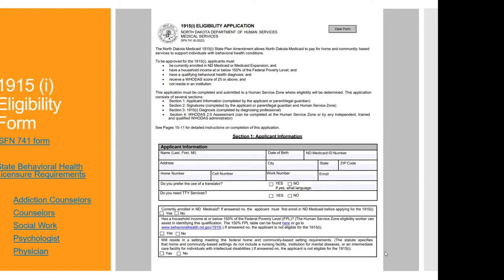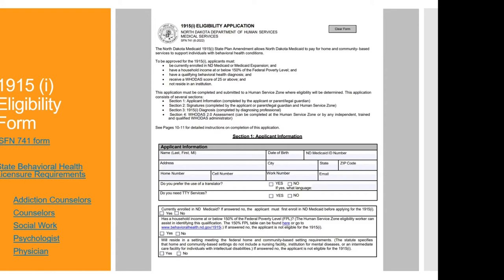So this is the form that the zones will be taking us through. This is form 740, state form 741. There's a website to the form. You've got the list of all of the different behavioral health licensure requirements. So you want to say, I've got this person and they say they're a licensed clinician. Can they fill out the diagnostic form? Take a look at that and make sure that they've got one of the licenses that's listed on the state form. You see addiction counselors, social work, psychologists, physicians, all of them should be able to do that form. You would have somebody complete that form before they go into the human services zones. You would bring that form into the human services zones as a person's having their appointment for the 1915(i) eligibility.